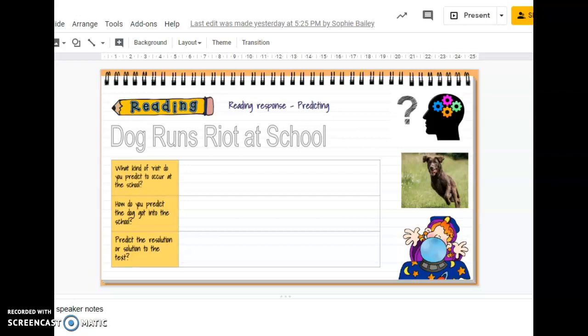And the third one is, predict the resolution or the solution to the text. So how is it going to end? What happens to the dog in the end? What happens to the people at the school? Okay, so there are 3 specific questions I would like you to think about before you actually read the text. So it's a little bit more simple today. And I've really tried to be specific with the questions that I've asked you.